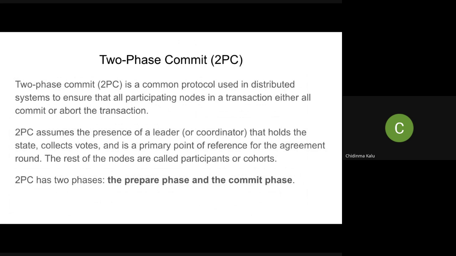Yes. Two-phase commits. Two-phase commit involves a leader, commonly known as the coordinator, and the participants, also known as the cohorts. In the Database Internals book, which we are currently talking about, cohorts is used repeatedly, but in my presentation, sometimes I say participants a lot more. So yeah, the coordinator holds the state, it collects the votes, and is the primary point of reference for the agreement round. 2PC has two phases, the prepare phase and the commit phase.